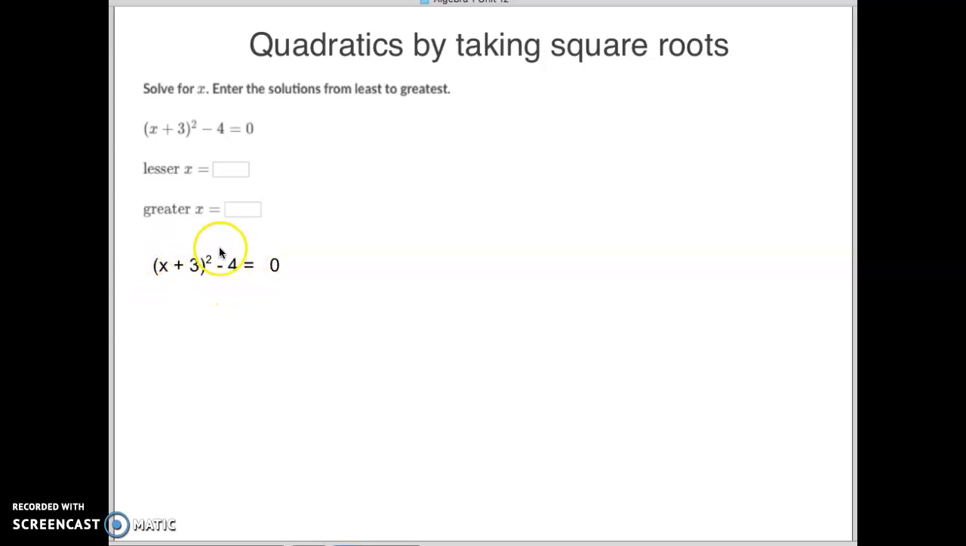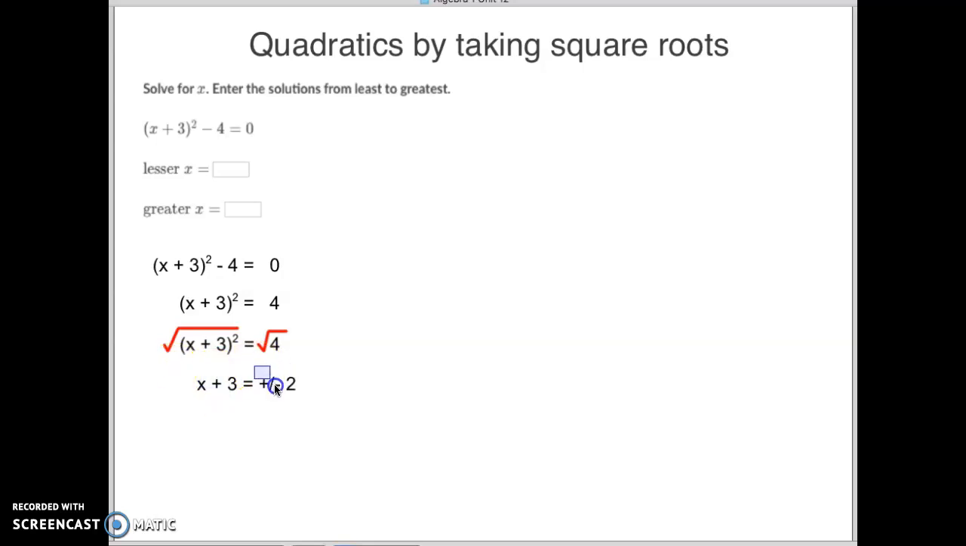Now, first step. I need to get rid of this negative 4, so I will add 4 to both sides. When I do that, I end up with x plus 3 quantity squared equals 4. Now, how do you get rid of a square? You need to take the square root of it. So next step is I'm going to take the square root of both sides. And when I do that, the square and the square root will cancel each other. So I have x plus 3.